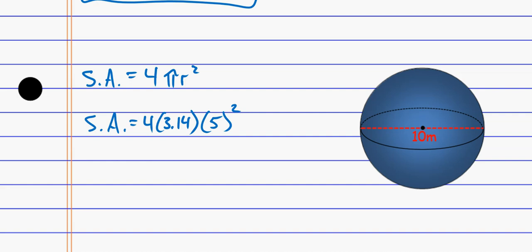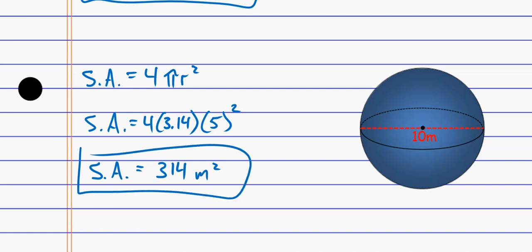And once again, this is a job for my calculator, 4 times 3.14 times 5 squared. And so for this one, I got 314. Again, if you use the pi button, you'll get something that's slightly different. And that's going to be square meters for this one, okay?